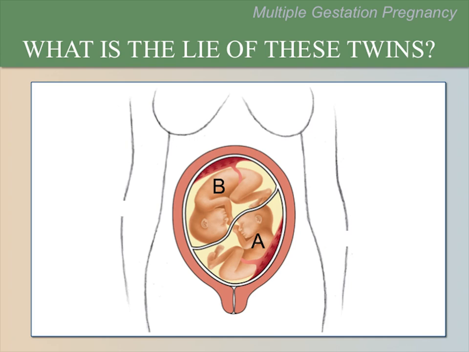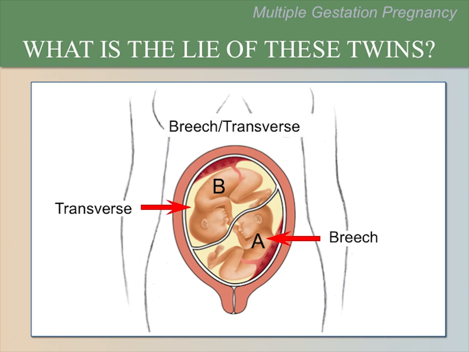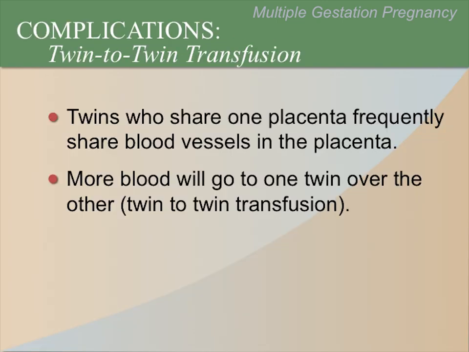How would you refer to the fetal presentation in this case? We would call the fetal presentation breech transverse, remembering that the first term always refers to the presentation of twin A. Twins who share one placenta frequently share blood vessels in the placenta.